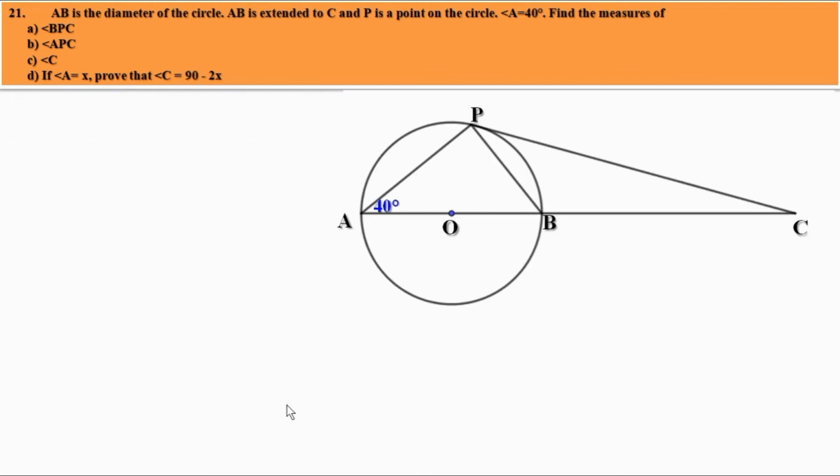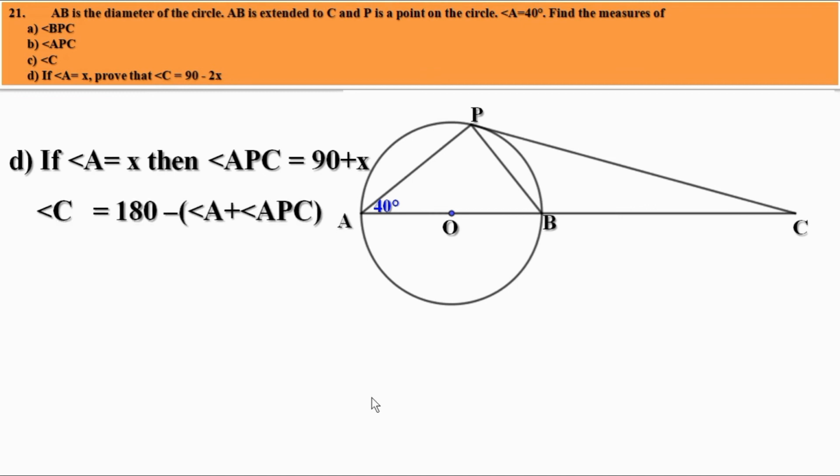Now if A equal to x, then we can say angle BPC also equal to x, and therefore angle APC equal to 90 plus x. Therefore the third angle, angle C of the triangle APC, is equal to 180 minus (angle A plus angle APC). That's equal to 180 minus (x plus 90 plus x).